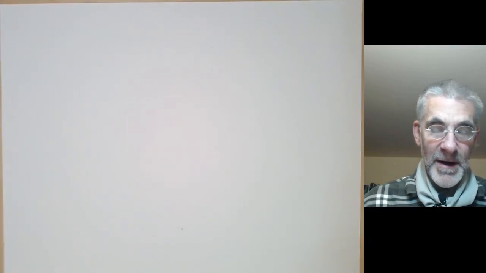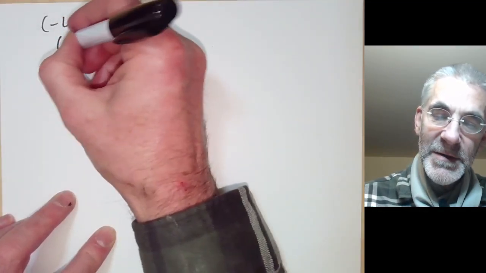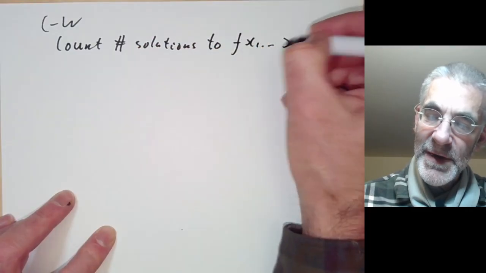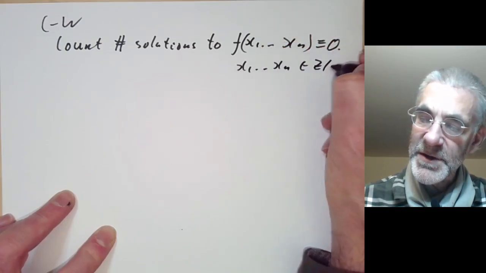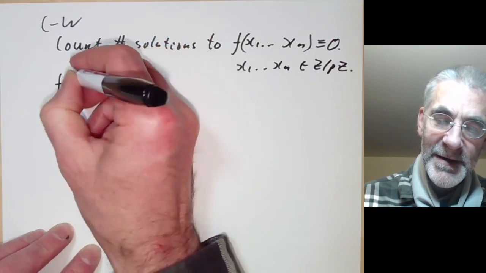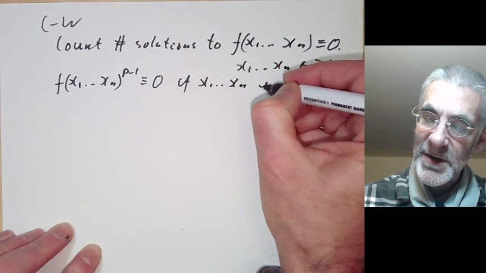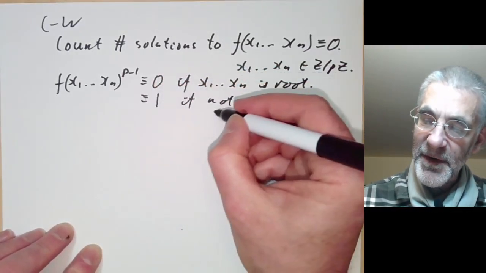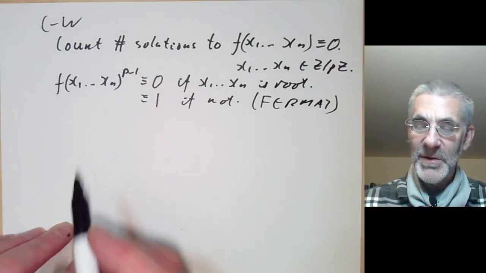Okay, so now we can prove the Chevalley-Warning theorem. What we're going to do is to count the number of solutions to f(x1, ..., xn) congruent to 0, where x1 up to xn are in the integers modulo p. And what we notice is, first of all, f(x1, ..., xn) to the p minus 1 is congruent to 0 if x1 up to xn is a root, and it's congruent to 1 if not. This follows by Fermat's theorem, because any non-zero number to the power of p minus 1 is congruent to 1.